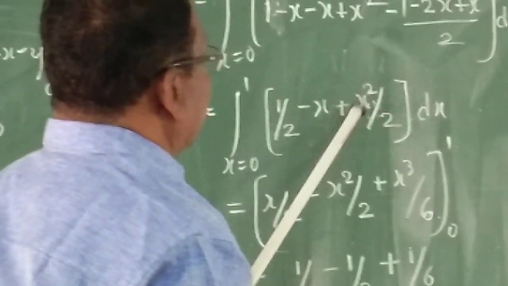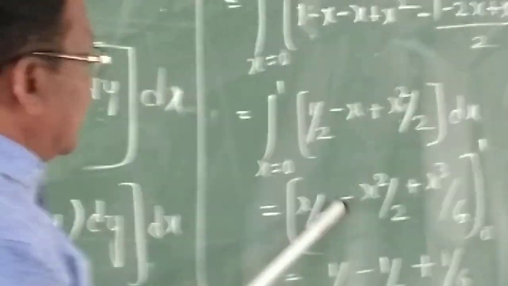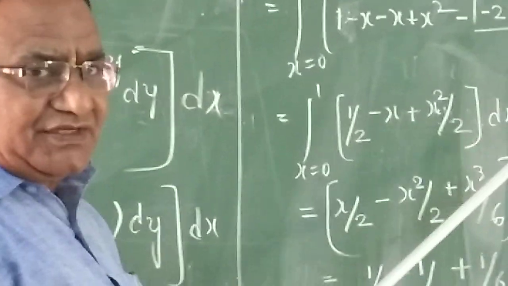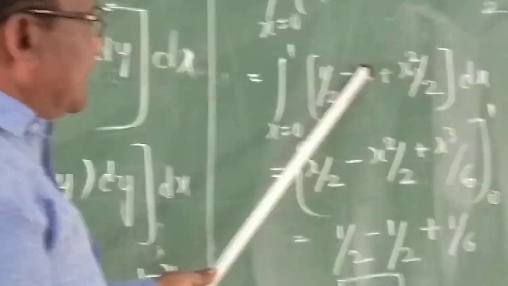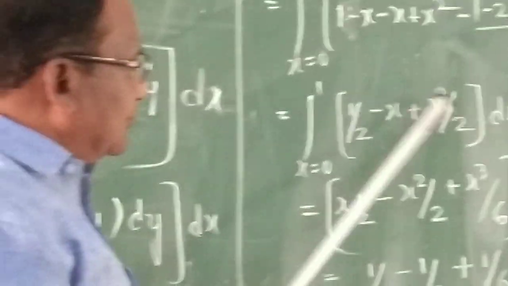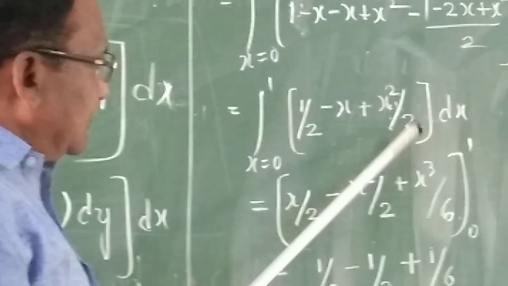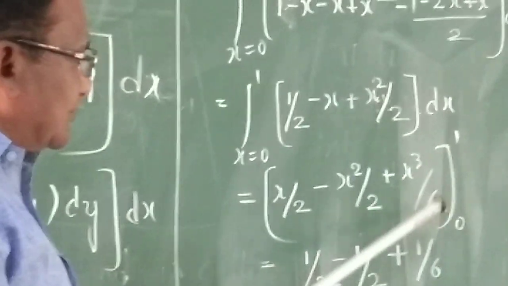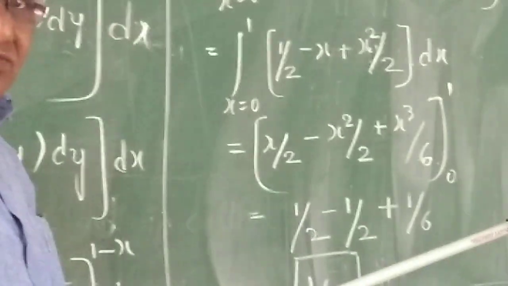Half minus x plus x squared by 2 into dx. You integrate now with respect to x. Half into integration of 1 with respect to x is x, minus integration of x is x squared by 2, plus 1 by 2 constant, integration of x squared is x cubed by 3. X cubed by 3 into 1 by 2 means x cubed by 6. And the limits of integration are from 0 to 1.